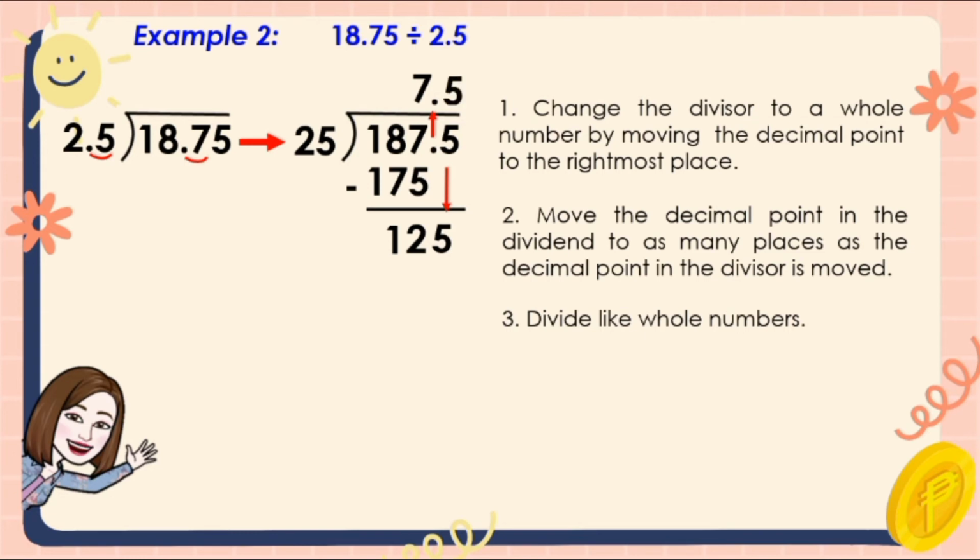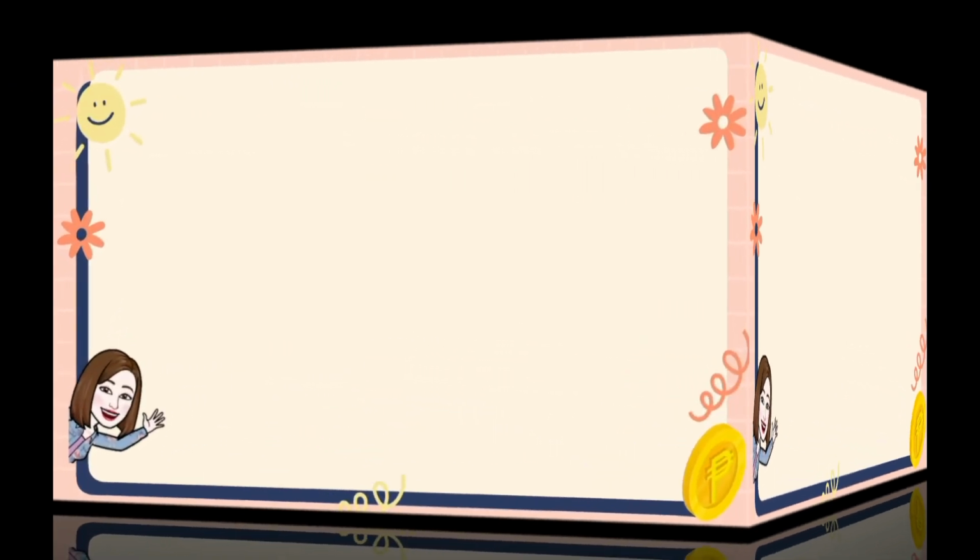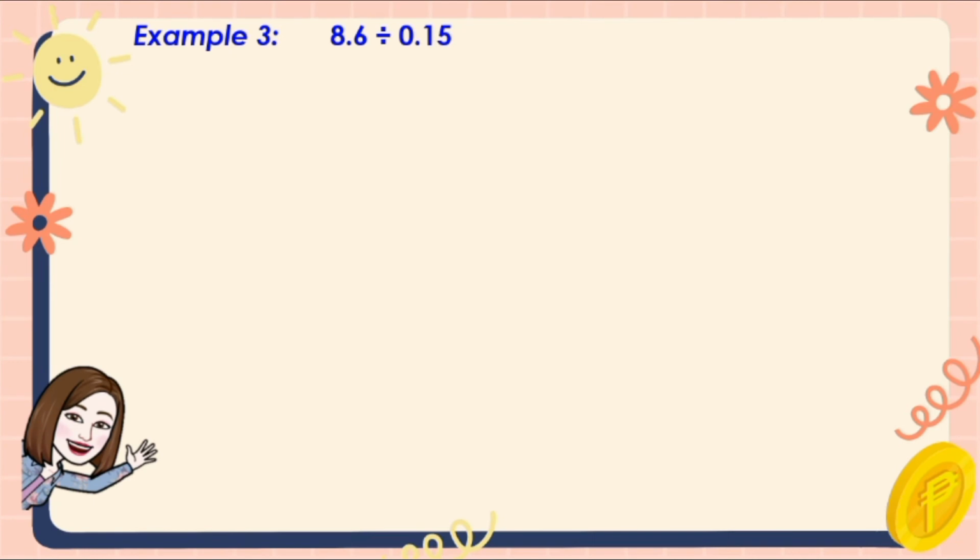125 divided by 25 equals 5. 5 times 25 equals 125. And subtract 125 minus 125, the answer is 0. Therefore, the quotient is 7 and 5 tenths. Example number 3. 8 and 6 tenths divided by 15 hundredths.